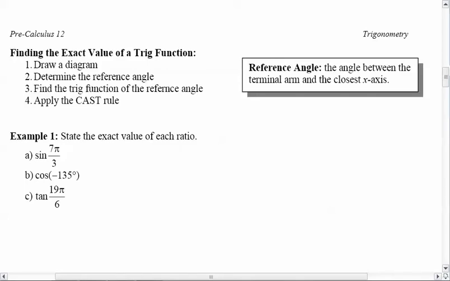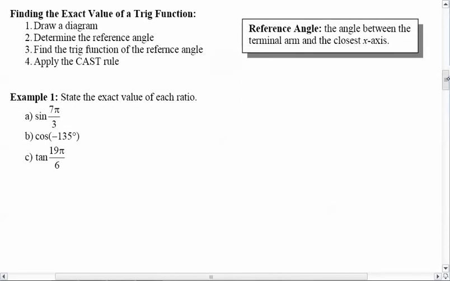So the definition of a reference angle is the angle from the terminal arm to the closest x-axis, and we want to be able to find the exact value of a trig function for any multiple of 45 or 30 degrees. So the key to doing this is to draw a diagram, find the reference angle, use the trig function from the reference angle, and then just apply CAST. And I'll show you another method to do this as well.